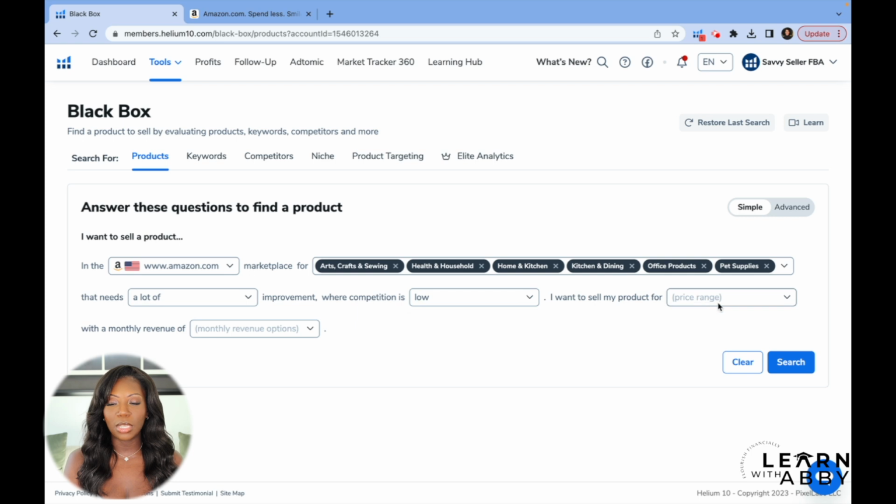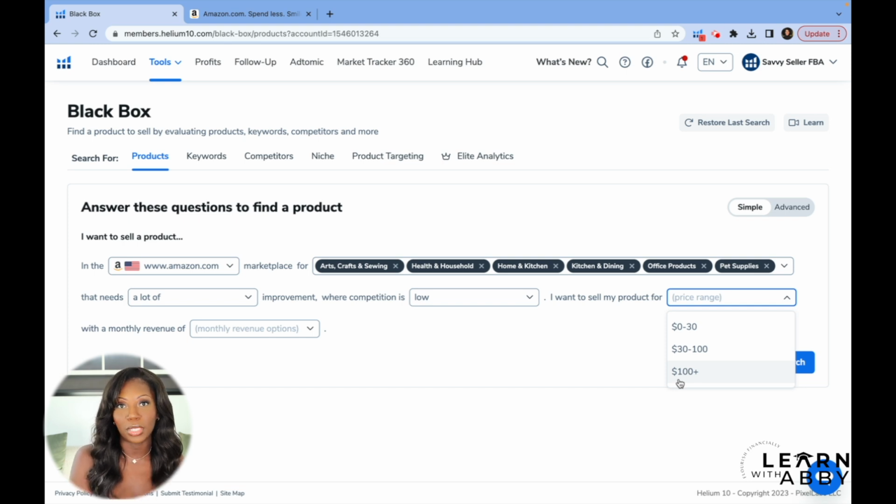And then I want to sell my product for at least, so the range here just goes $0 to $30, $30 to $100, and $100 plus. We're not going to click on $100 plus. That's extremely expensive for a very first product. And if you're going to be selling a product for $100, chances are you're not going to be able to buy it for super cheap because the selling price is high. So normally the cost to buy the product is correlated with the cost you can sell the product for. So for example, if you're selling a product for $10, you might have to pay $2 to buy that. If you're selling it for $15, you might have to pay $3 to buy that. So the higher you get in selling price, the higher you get in your buying price, if that makes sense.